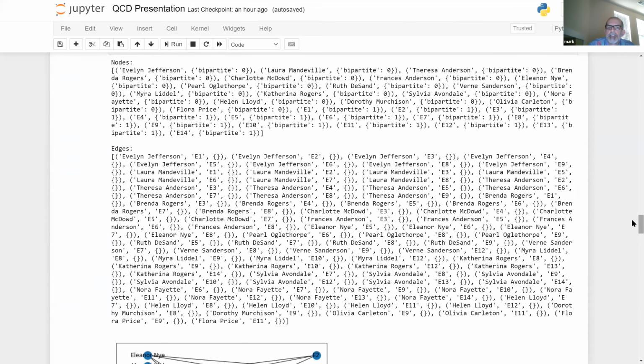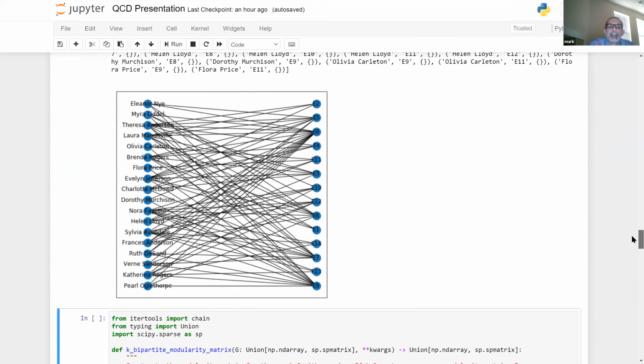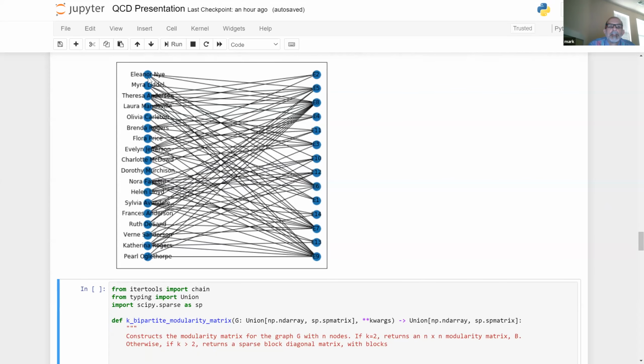There are no weights involved. And here's a visualization of this network. So you see all the women on the left-hand side, the events on the right-hand side. The events only connect to the women and vice versa. Now, as Steve was saying, this is really a constrained optimization problem. I was hoping to just be able to call the solver the same way as I did for the single type of node, unipartite graph.